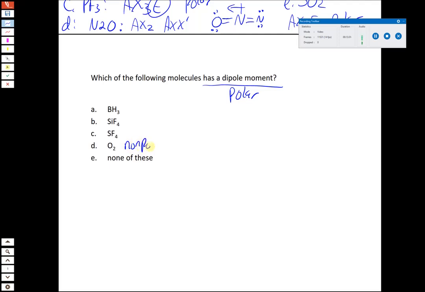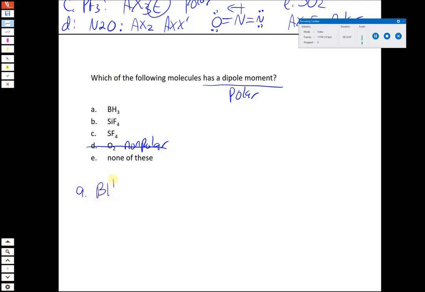This one is going to be nonpolar because anytime we just have two of the same atom bonded to each other, that's going to give you a nonpolar bond and a nonpolar molecule if it's just diatomic. So that one's nonpolar, we can cross it out. But we do have to think about BH3, SiF4, and SF4.